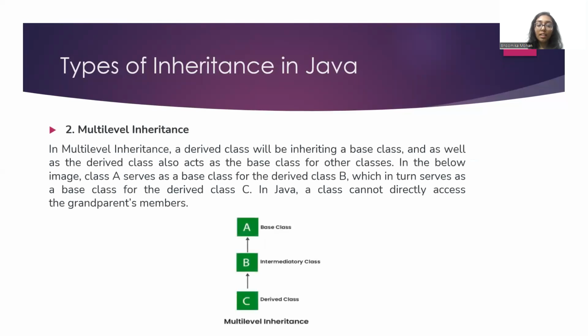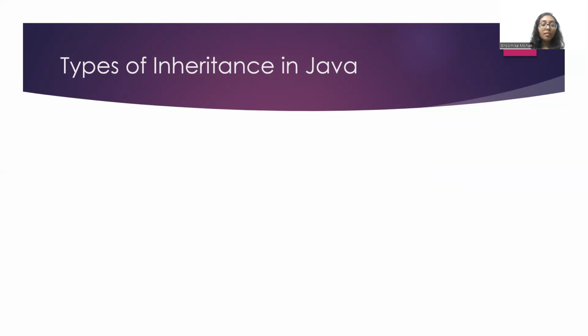Next, let's talk about multi-level inheritance. In multi-level inheritance, a derived class will be inheriting a base class, and the derived class also acts as the base class for other classes. In the image below, class A serves as a base class for the derived class B, which in turn serves as a base class for the derived class C. In Java, a class cannot directly access the grandparent's members. Here's the example of multi-level inheritance.